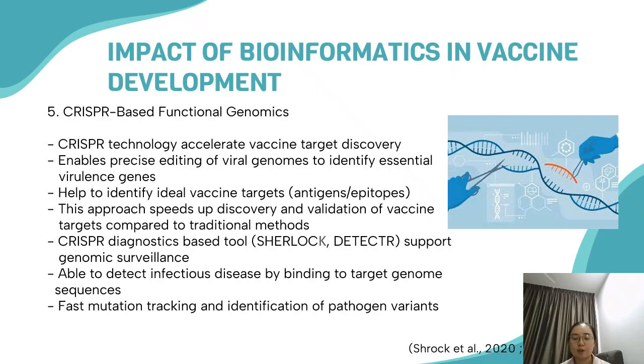The CRISPR diagnostic-based tools SHERLOCK and DETECTR also support genomic surveillance, whereby they are able to detect the infectious diseases by binding to the target genome sequences. This bioinformatic tool also allows fast mutation tracking and identification of pathogen variants.